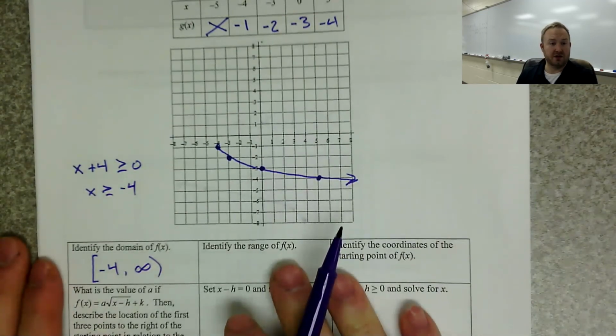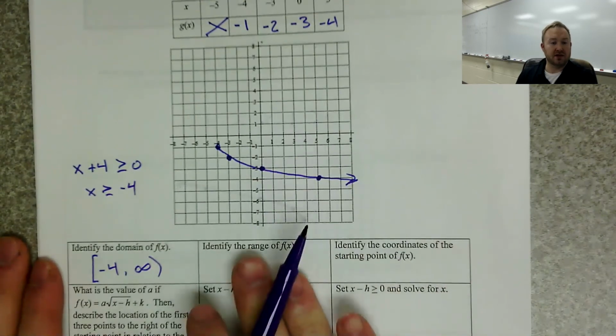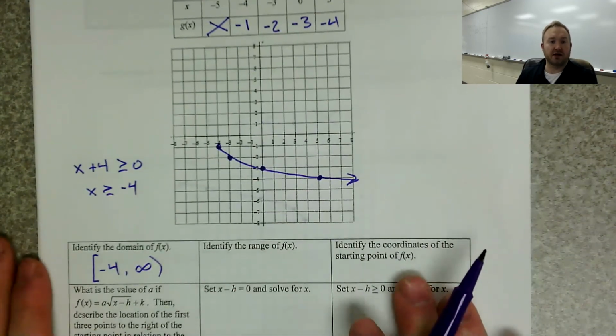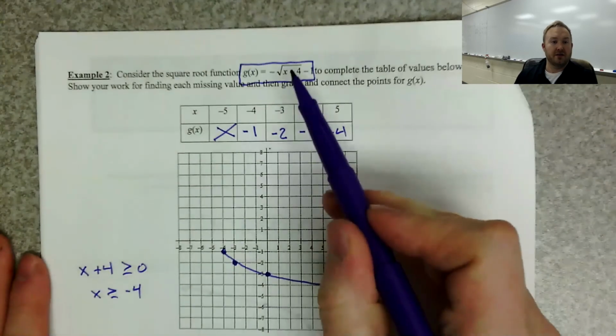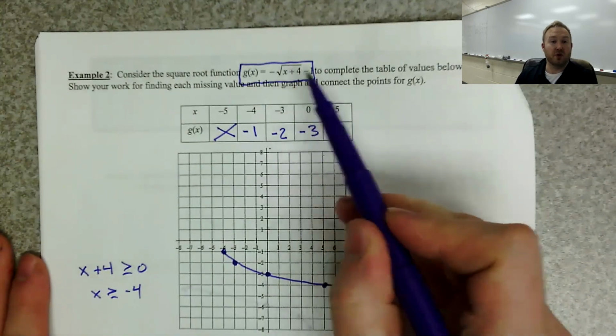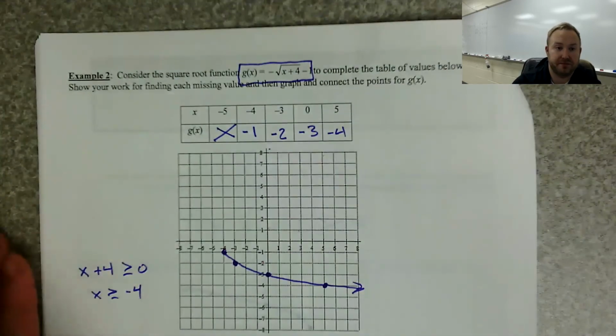As for the range, let's come back to that in a second. Let's do the starting point next. This function is moved left 4 and down 1.